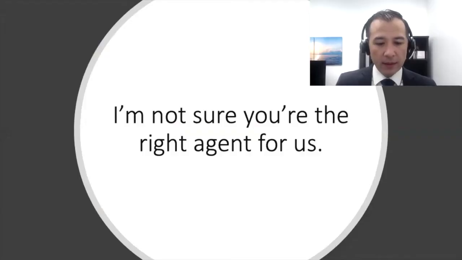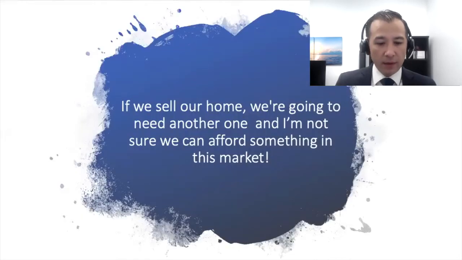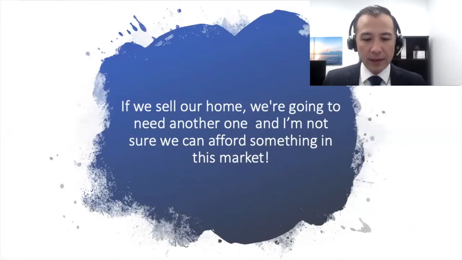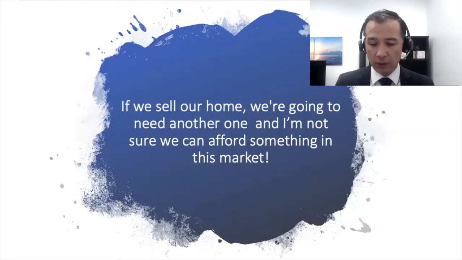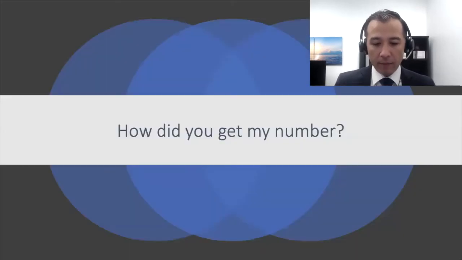So guys, in this week, we're going to cover 3 objections. Number 1, again, these objections come from the survey that I do when people are signing up for role playing for the following week. So the first one is, I'm not sure you're the right agent for us. The second one we're going to cover today is, if we sell our home, we're going to need another one, and I'm not sure we can afford something in this market. It's a fair objection. And number 3 is, how'd you get my number?